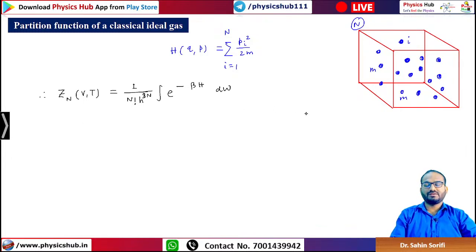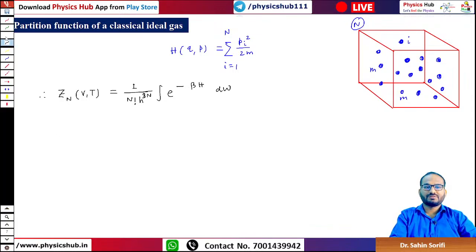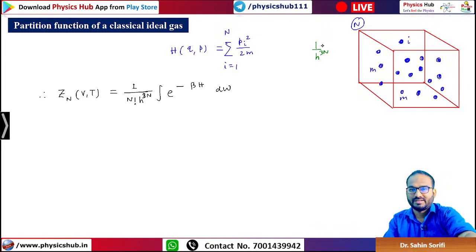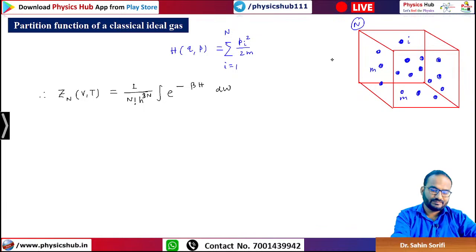If you consider the other dimension, for 1 dimension it will become 1 by h. You see, 1 by h. For 2 dimension it will be h square, and for 3 dimension it will be h cube, and if there are n number of particles, it will become h to the power 3n. Okay, and n factorial will be divided because these are indistinguishable particles. Is it clear now?